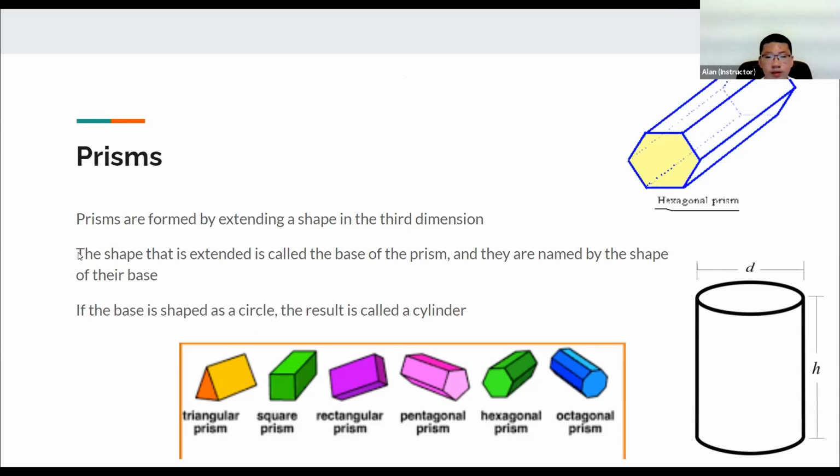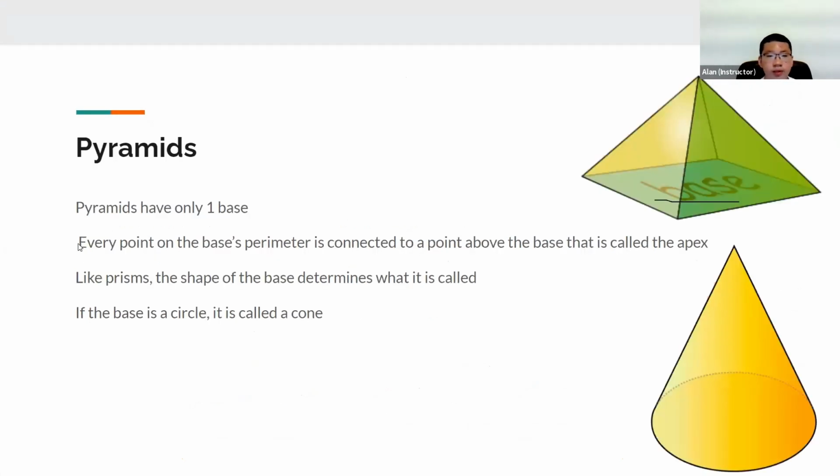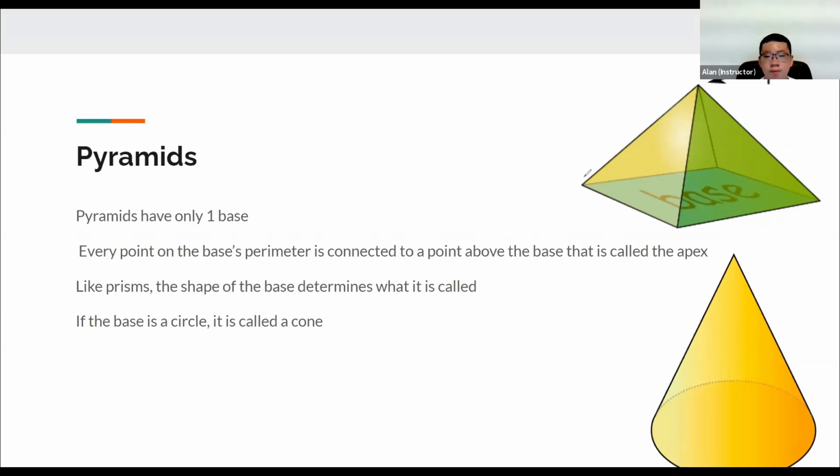Alright, so next we're going to talk about pyramids. So pyramids, they only have one base. As you can see, it's labeled base. And every point on the base's perimeter is connected to a point above the base that's called the apex. So it's also clearly labeled in the picture to the top right. And like prisms, the shape of the base determines what it's called. So in the top right, as you can see, since the base looks like a square, it should probably be called a square pyramid.